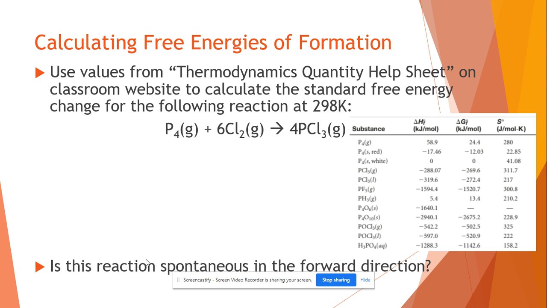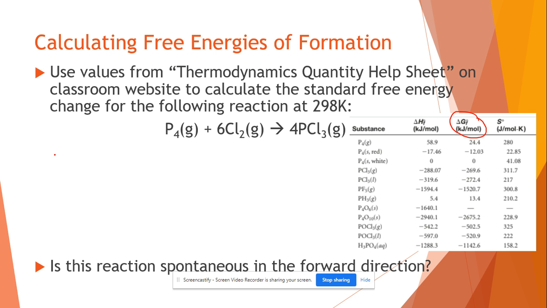Here we have a problem. It says use the values from the thermodynamic quantity help sheet on my classroom website and calculate the standard free energy change for the following reaction if it was at 298 Kelvin. So I took a little screenshot of that little table. You're going to notice that your delta G are right in the middle. They're given in kilojoules per mole for units. Remember, always take your products minus your reactants.